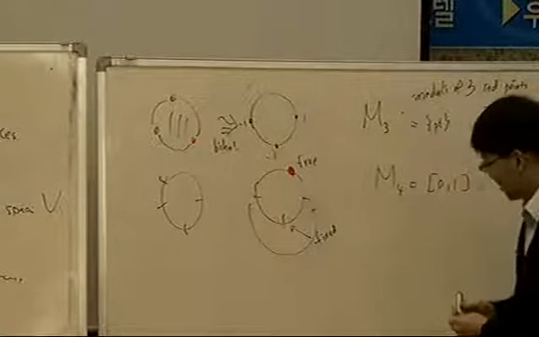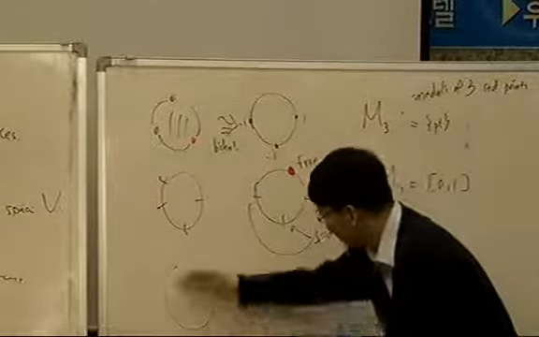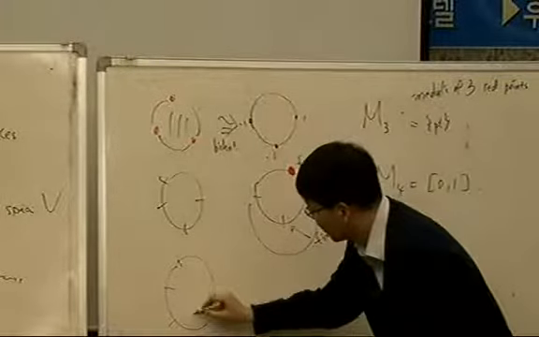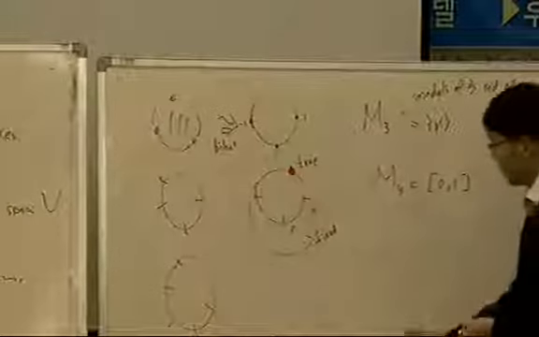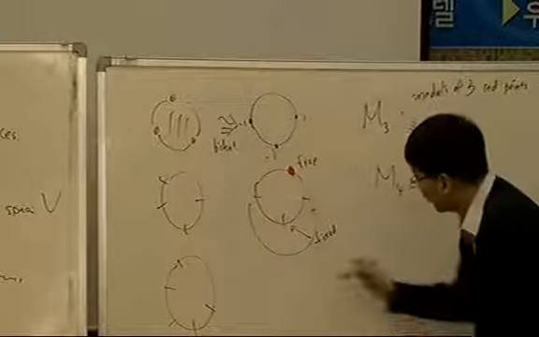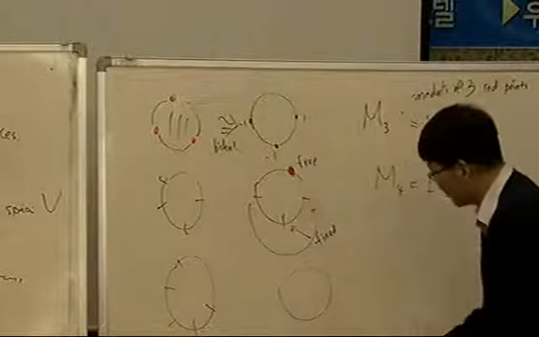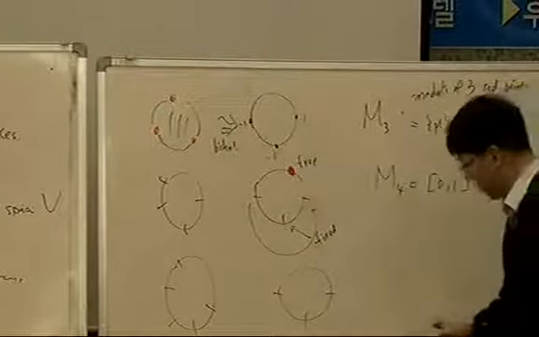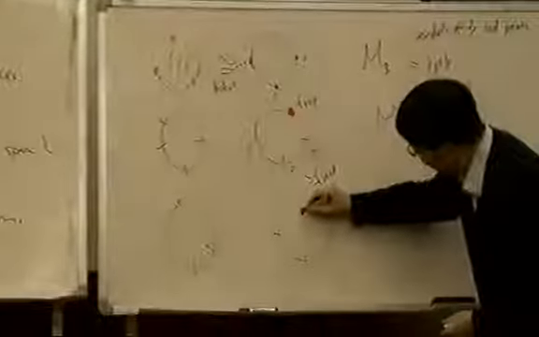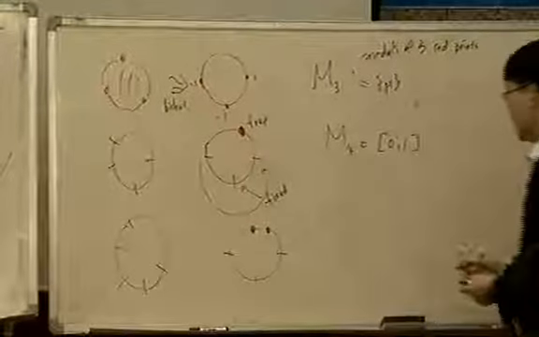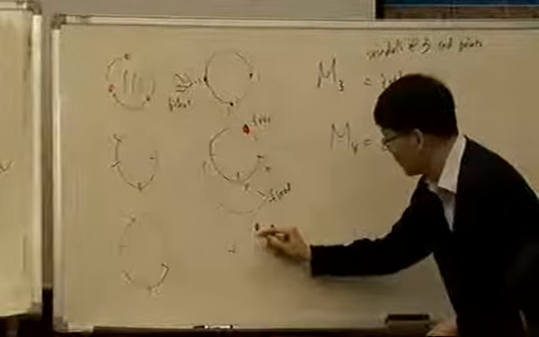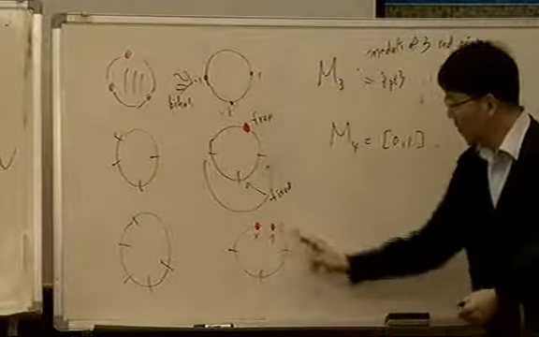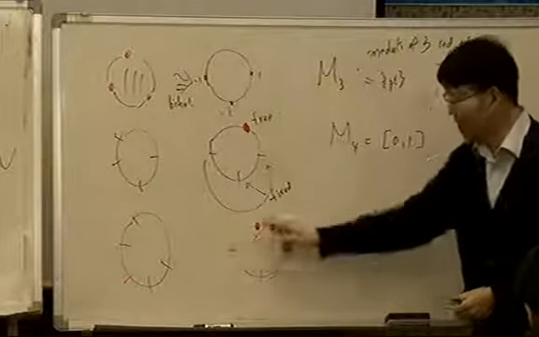Now it gets interesting if we consider 5 points. Okay, we still fix 3 points here, and then 2 points are free. So we have 2 points which are free. Let's call them X and Y. So it's really a moduli space of X and Y on an interval.